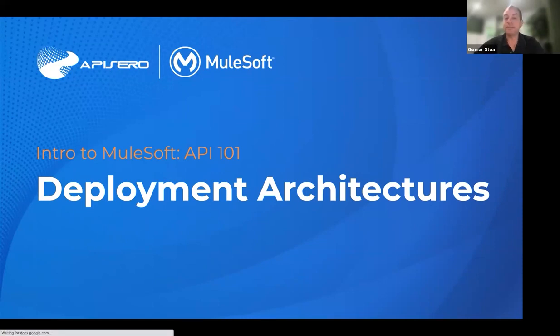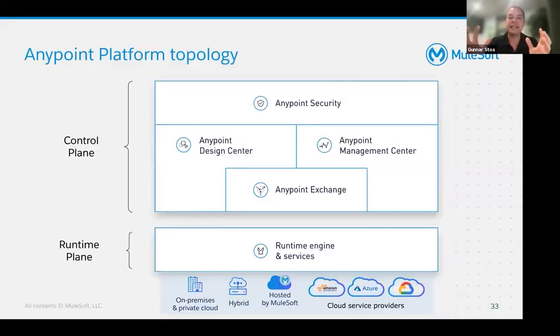What Vishnu showed with Design Center and the different analytics and Exchange is what we refer to as the control plane. And then where that API is actually running, doing the work, the engine of connecting to the different systems, is what we refer to as the runtime plane. And you might have 1,000 APIs in the runtime plane that are all feeding what they're doing, where they're running, who's accessing them, and what security policies are being applied back up to the control plane.